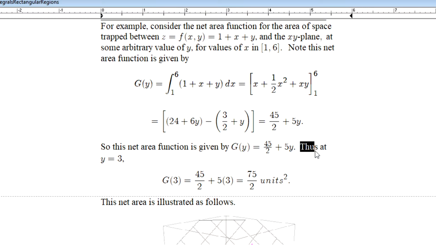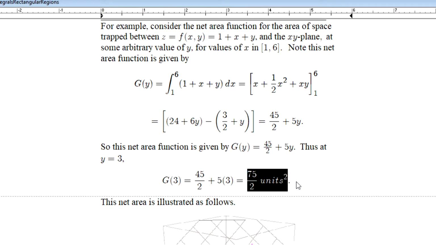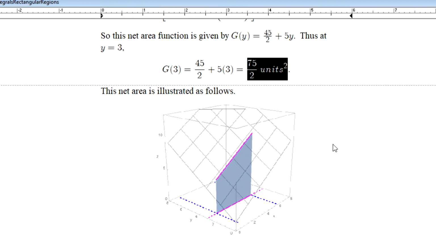So if we were to consider it at a very specific value of y, the case for y equal to 3, that net area would simply be given by evaluating function g at 3, which is 45/2 plus 5 times 3, which does become 75/2 units squared. We are talking area, so it is a measurement of units squared. And if we want an illustration of that net area, I would scroll down here, and you'll notice I do present you with this illustration.